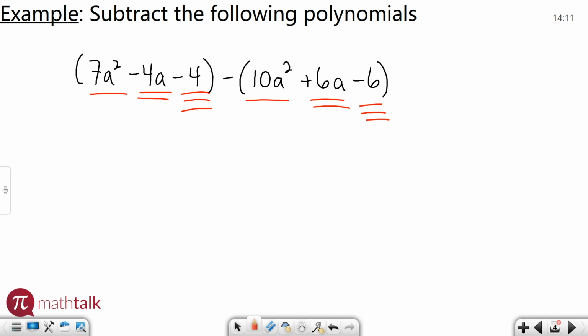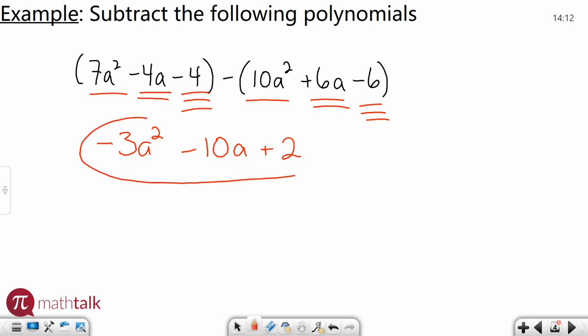So 7a squared minus 10a squared is negative 3a squared, because 7 minus 10 is negative 3. Now, negative 4a minus 6a. Negative 4 minus 6 is negative 10, and then put the a. And then negative 4 minus negative 6. You have to make sure you're careful about your signs. Negative 4 minus negative 6 is like negative 4 plus 6, which is plus 2. So this is my final expression once you subtract those two.